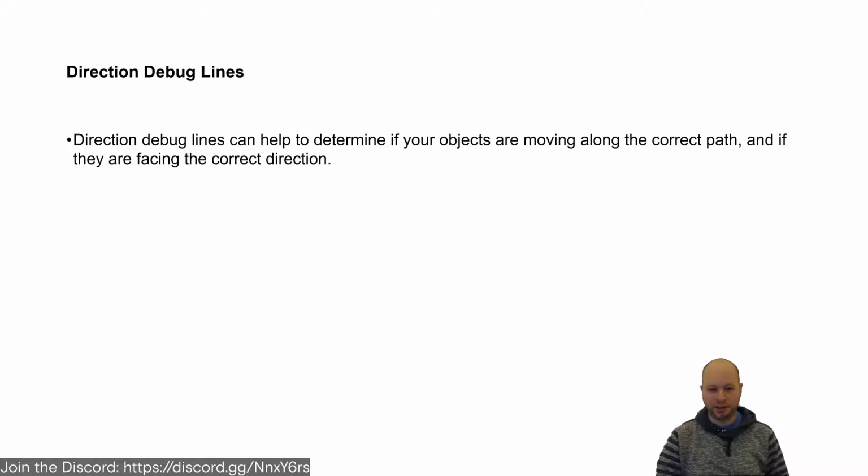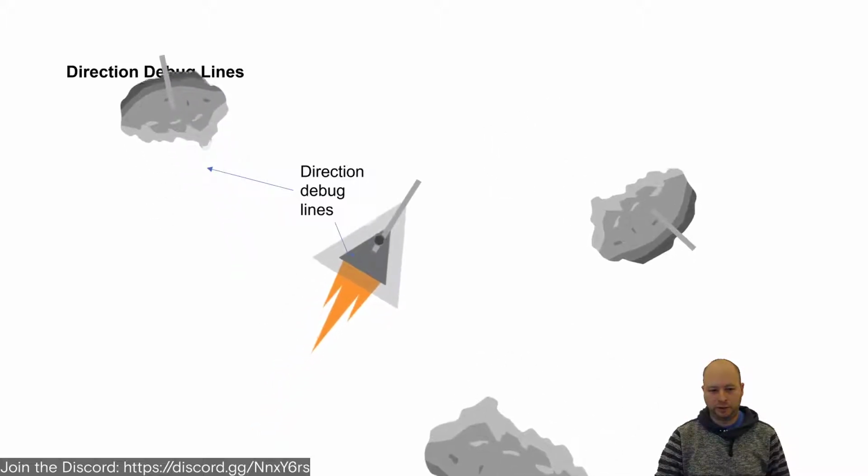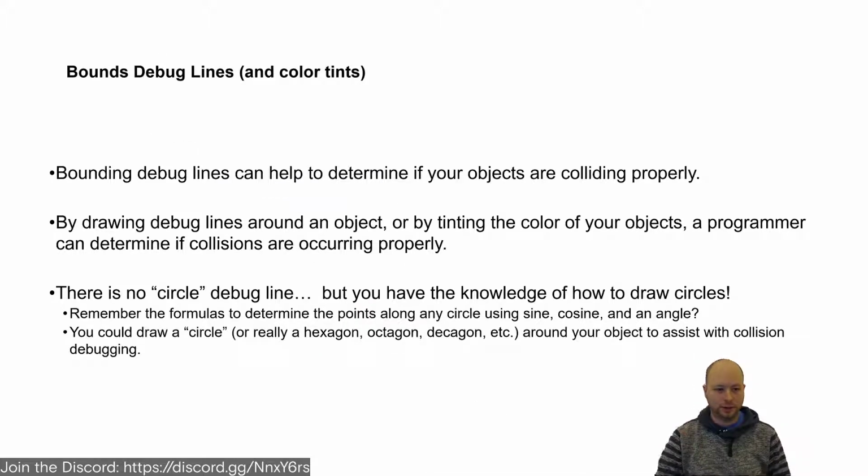These lines can be really helpful to understand if your objects are moving along the correct path and if they're facing the correct direction, right? For example, in that previous example, we can see the direction of that asteroid is going this way, this one's going that way, the ship's going in this direction. And if we know that information, we can assume what the next frame is going to look like.